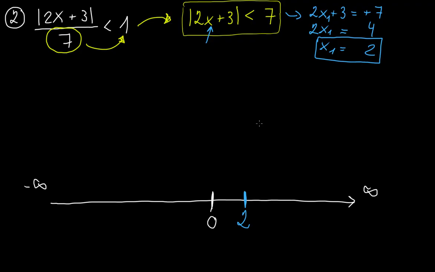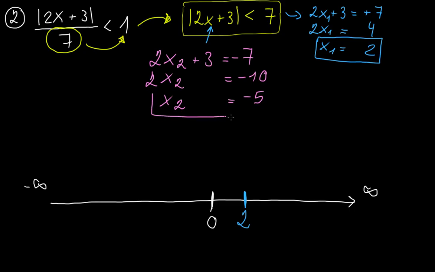Let's solve, I'll use a different color. So let me use a pink. Now I'm looking for the side where we have an absolute bracket, so which means that we can look for the negative number. So again, I will throw the number 3 to the other side, which is minus 10, and now divide by 2, which is minus 5. So this is my second point on the number axis, which is right here, a minus 5.